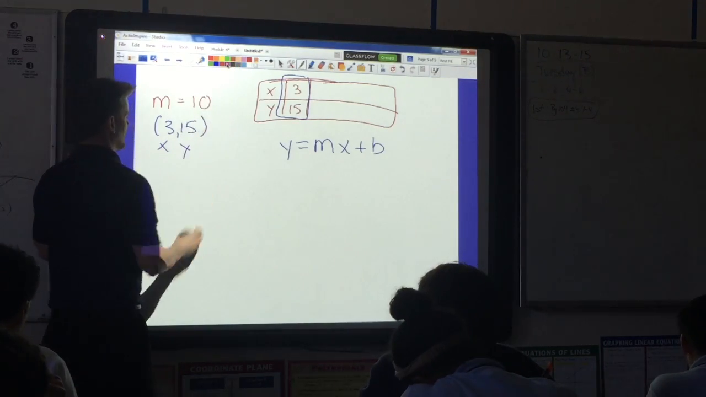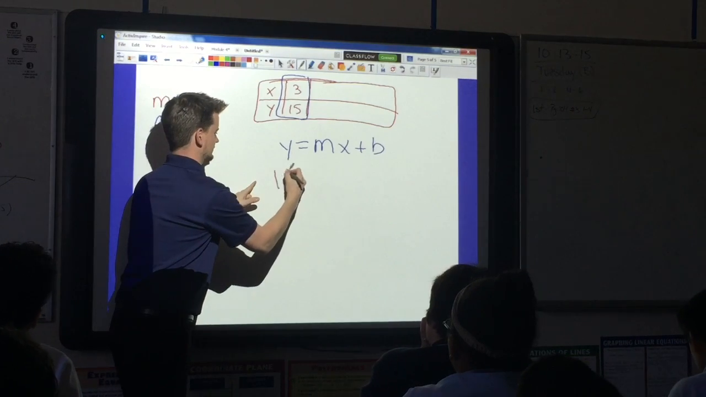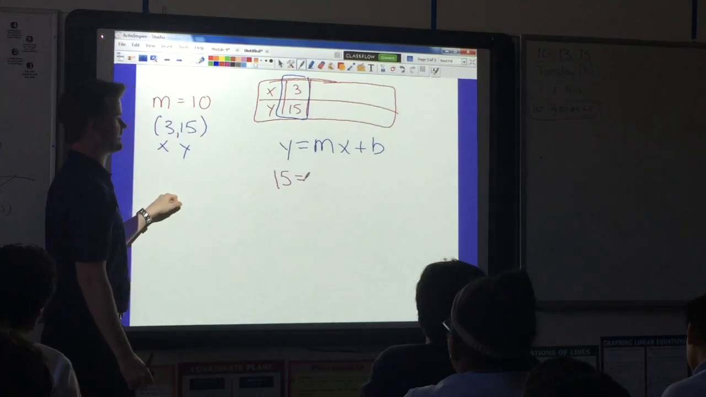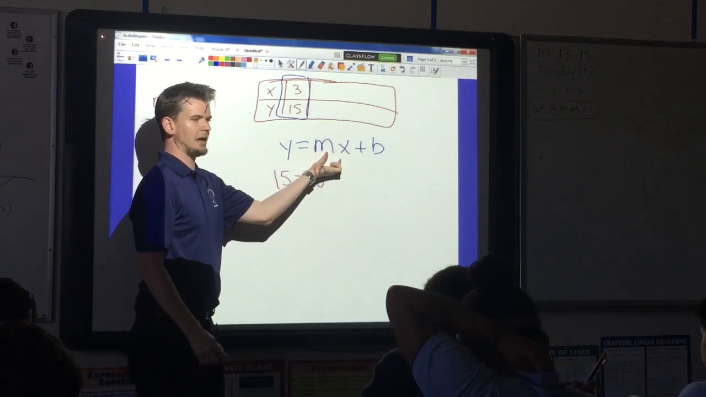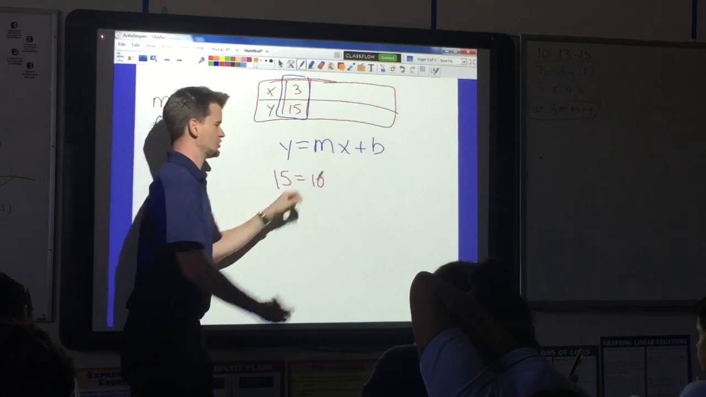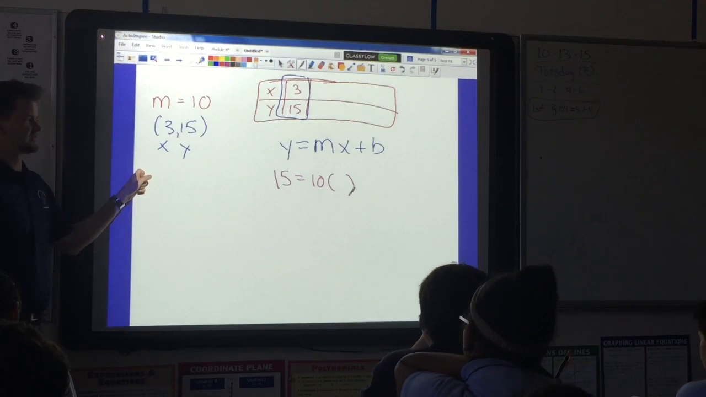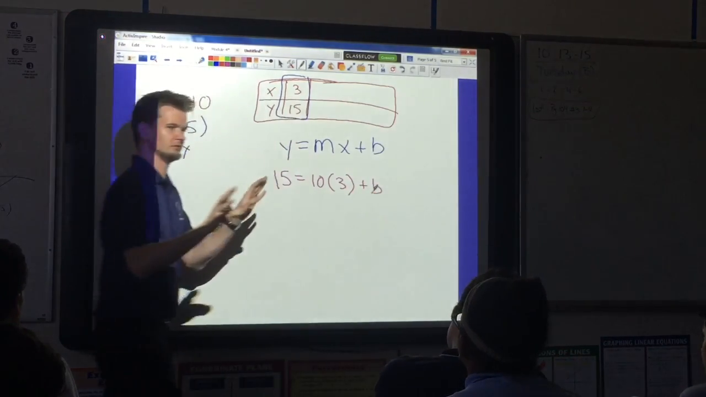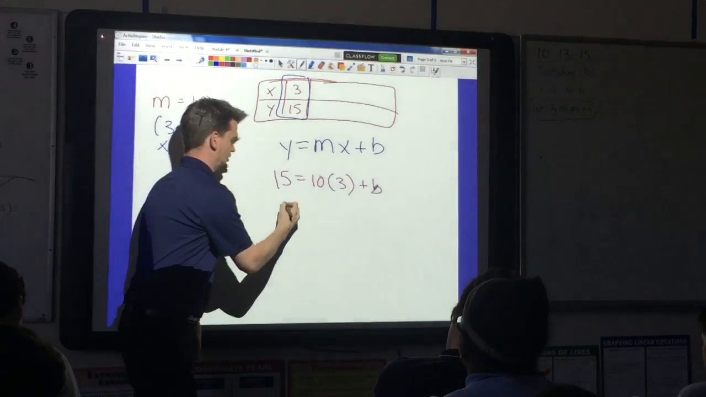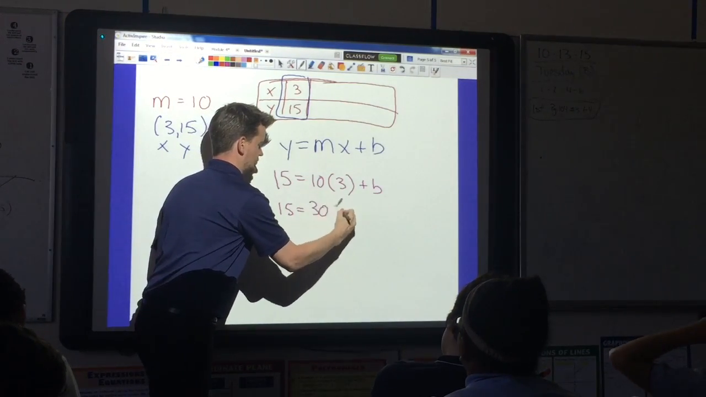So let's go from left to right. What am I plugging in for y, guys? 15 equals, what am I plugging in for m? 10. And here's what I want to point out. What operation is happening between the m and the x? Multiplication. So we'll put parentheses here. And do I know the x? Yes. What's the x? 3, plus b. You with me? We perform a multiplication. 10 times 3 is? 30. 15 is equal to 30 plus b.